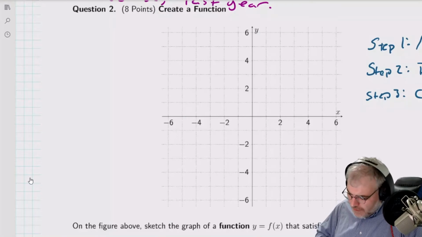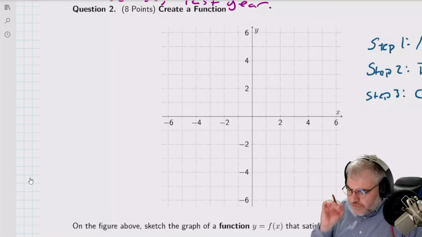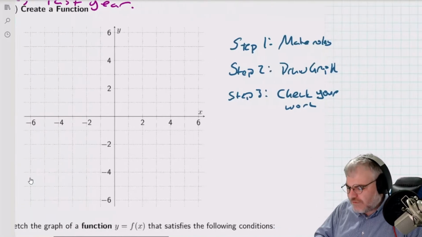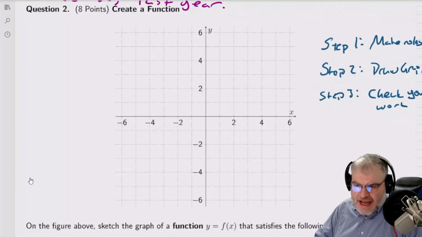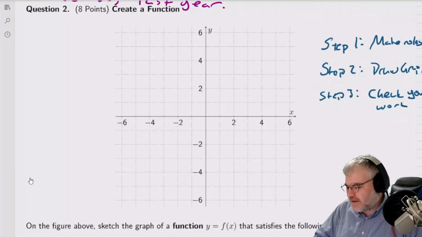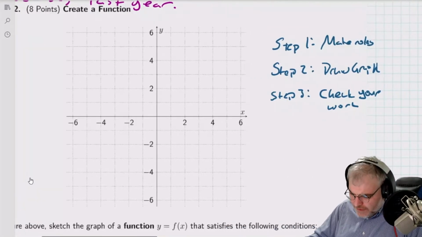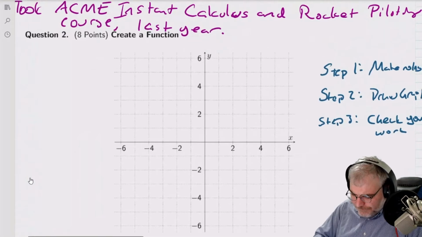Okay. Question 2. This is one of these graphing problems. There are kind of 3 steps to this. Step 1, I'm going to make notes and graph any points that I absolutely know have no flexibility. Step 2 is I'm going to draw the graph. Step 3 is I'm going to check my work. Let me show you what I mean by this.